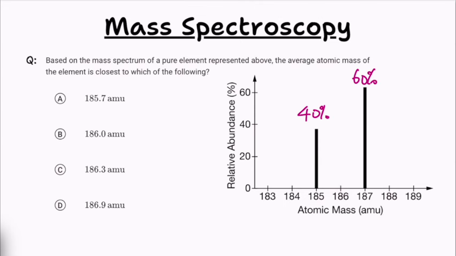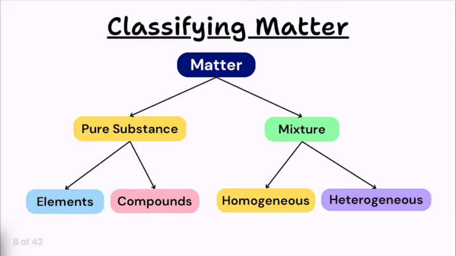So it will be 186.3. Next, let's talk about different forms of matter. We can classify all the matter in the world depending on their forms.